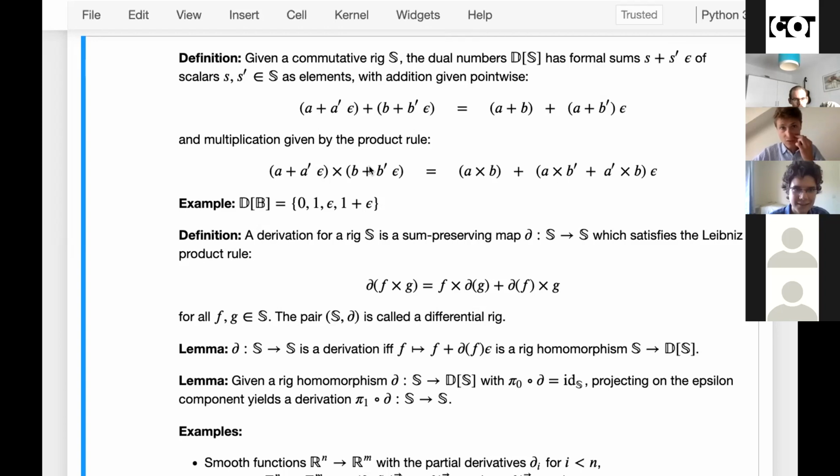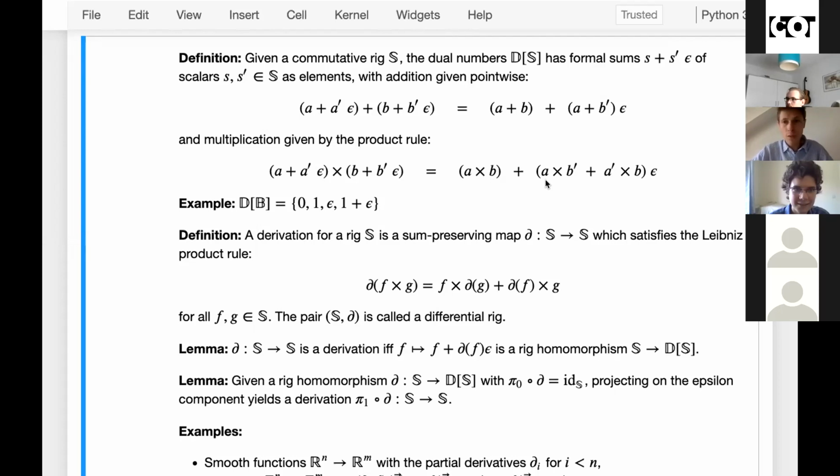If I multiply two of these dual numbers, well, the real component is multiplied, and then I get a times b prime plus a prime times b for the epsilon component. So that's the usual product rule for differentiation. Now, for example, if I take the Booleans 0, 1, and apply the dual number construction to it, I get a new rig: 0, 1, epsilon, and 1 plus epsilon. If I do 1 plus epsilon times itself, I get 1 times 1, so 1, plus epsilon plus epsilon. Here it's idempotent, so I would get 1 plus epsilon back.